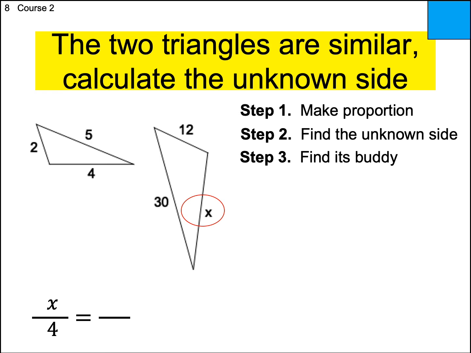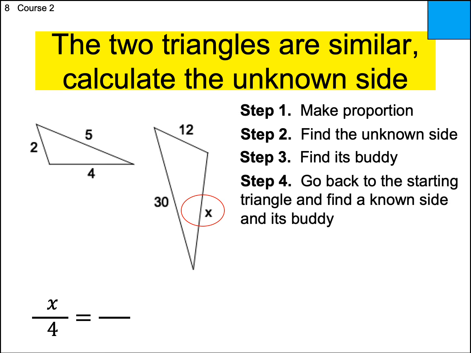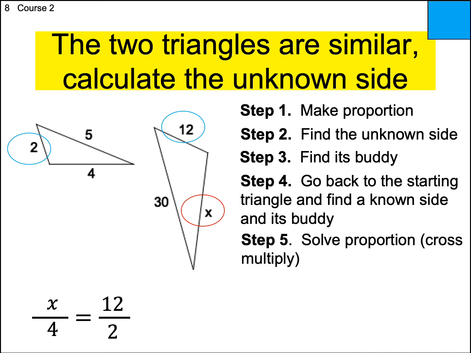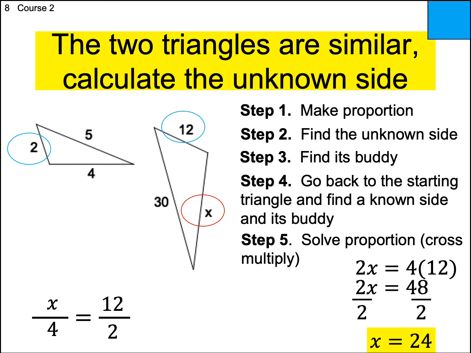Okay, then I can pick any other side of the large one. Obviously, I'm going to pick the smaller of the two, 12. I could pick 30. Let's see, what side does 12 go with? 12 goes with 2. So 12 over 2. So this was the more challenging one because you have to flip it around in your head. So 2 times x is equal to 12 times 4. 4 times 12 is 48. Divide both sides by 2, and we get 24.